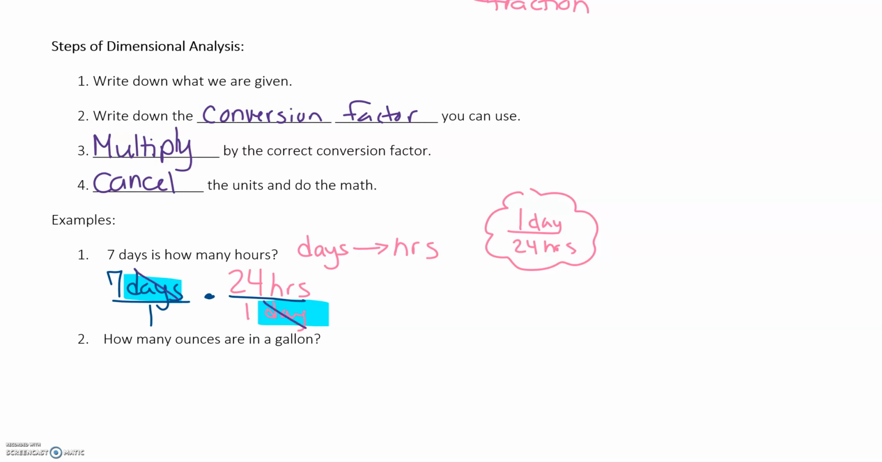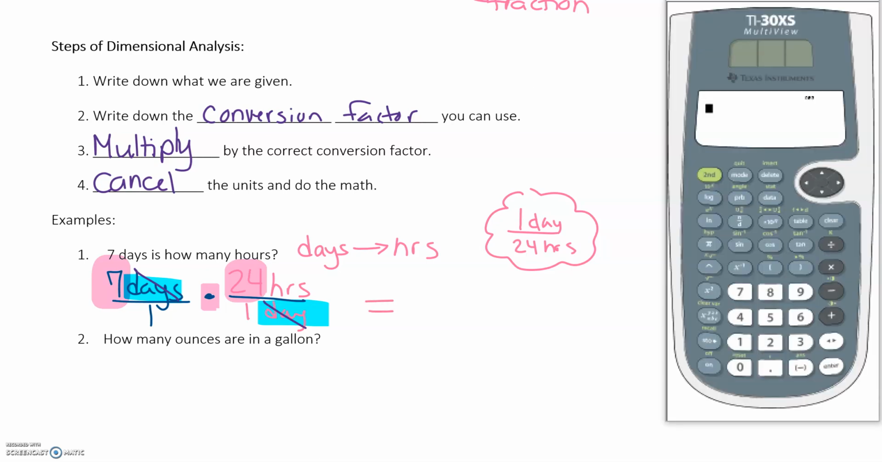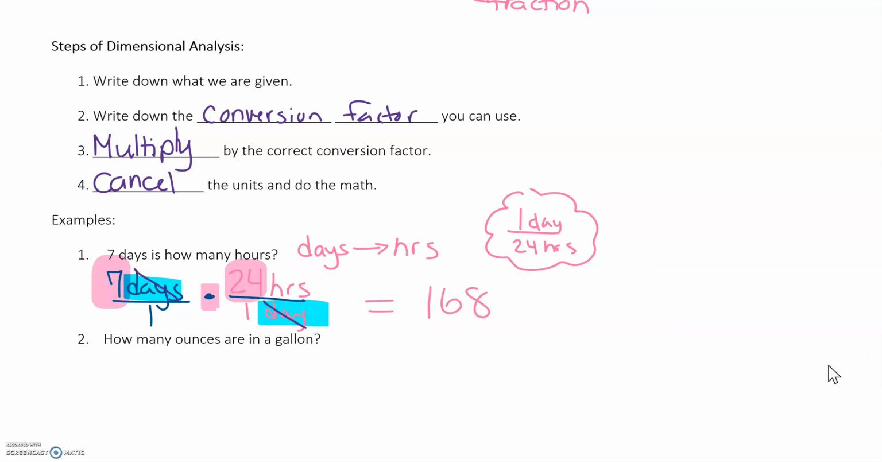Okay? So what this is going to allow us to do is to cancel. We can cancel out days because a day over a day cancels. Really, that just leaves us 7 times 24. And we can figure out the answer. If you need to use your calculator, that's fine. 7 times 24 is 168. Well, what is that? Hours. That's the only unit that's left. So 7 days would be 168 hours. Right? How many ounces are in a gallon?